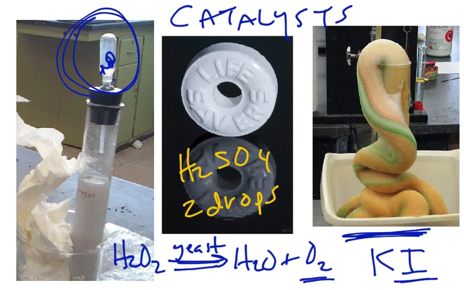So we've seen that we have different kinds of factors that affect the reaction rate. We have catalysts, we have temperature, concentration, and in with the concentration is surface area.